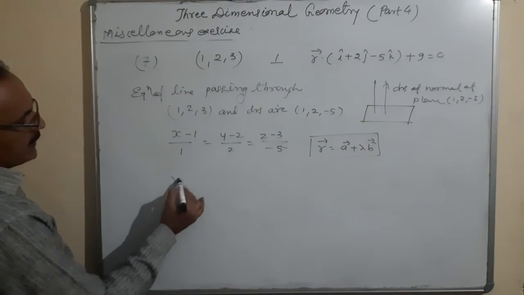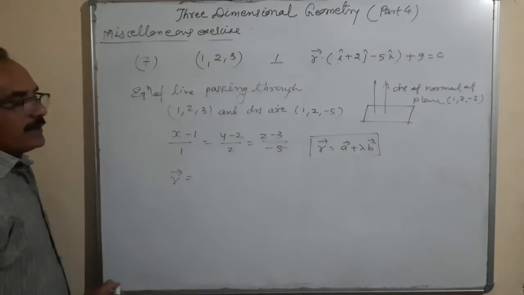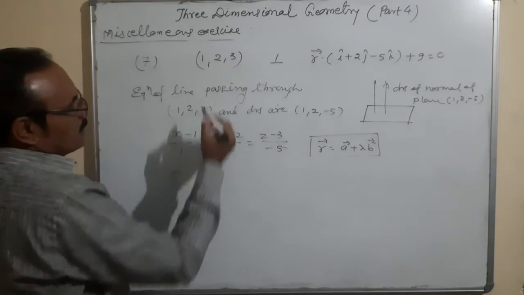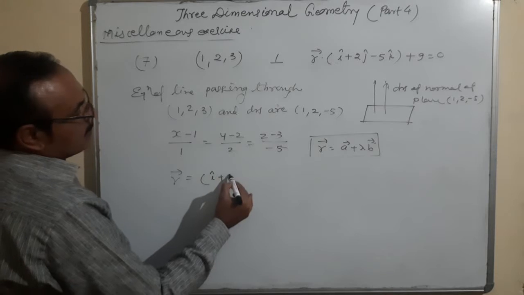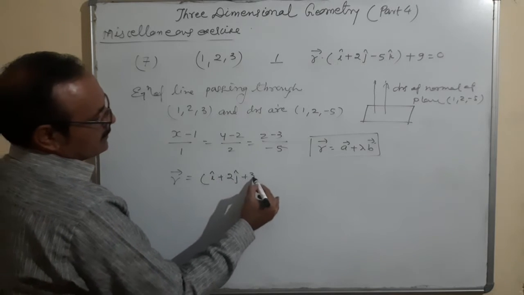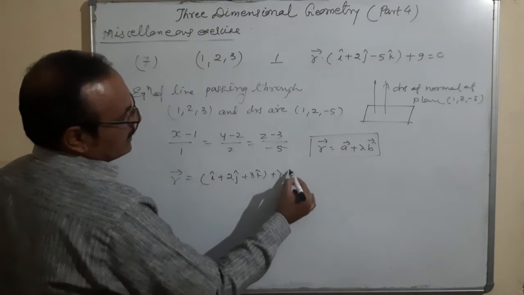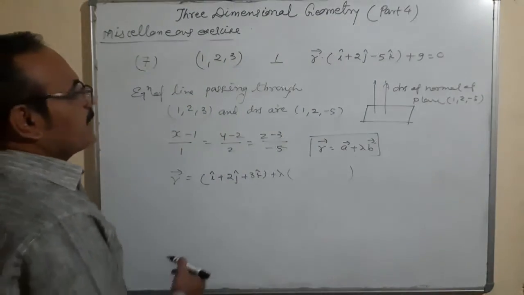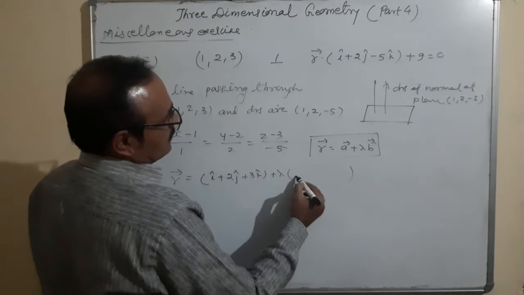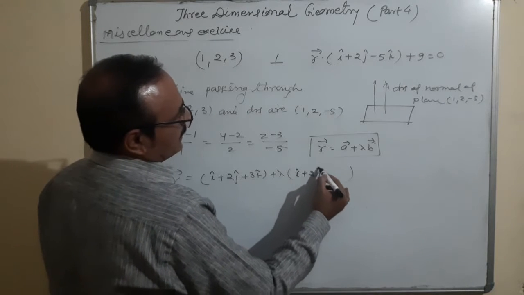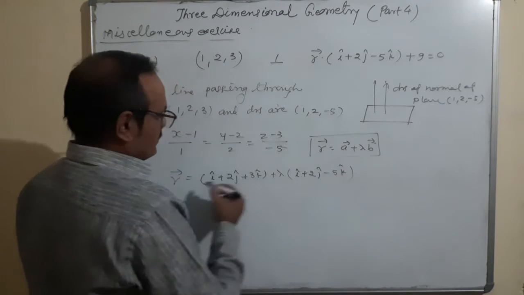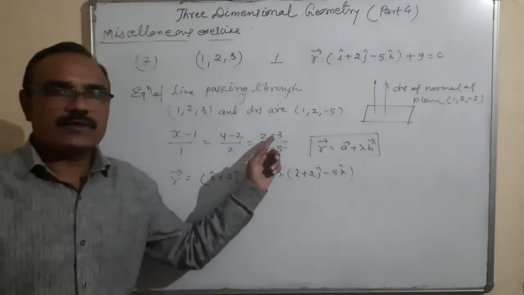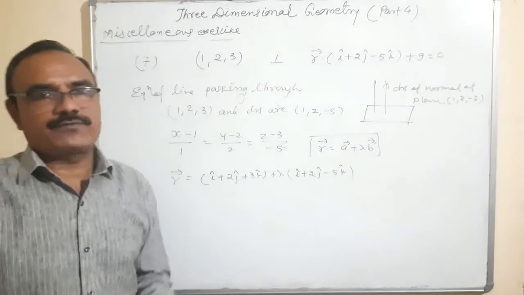So I write here vector r is equal to vector a, that means the point from where the line is passing. We'll vectorize it: this is (1, 2, 3), so i plus 2j plus 3k, plus lambda times b, which is the parallel vector (1, 2, minus 5), so i plus 2j minus 5k. This is the vectorized form. So that was the Cartesian form, and this is the vector form.